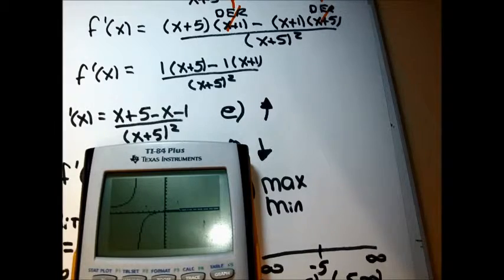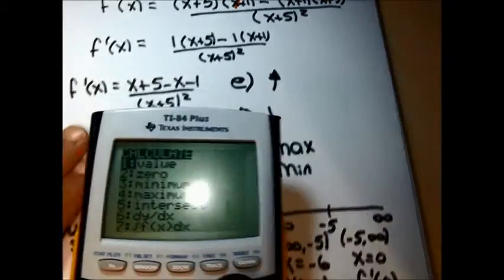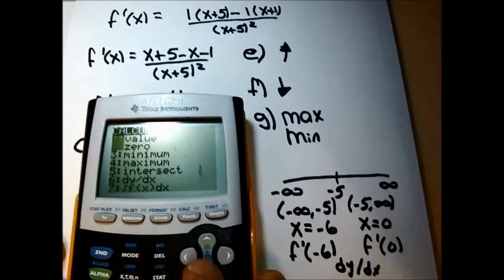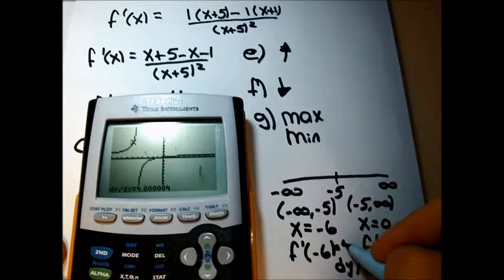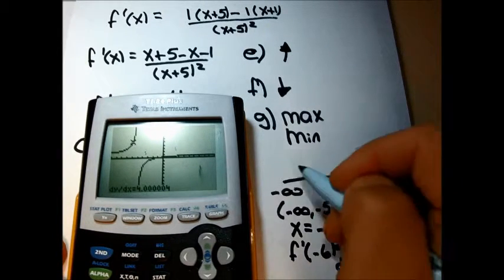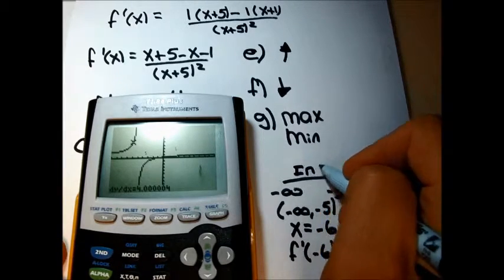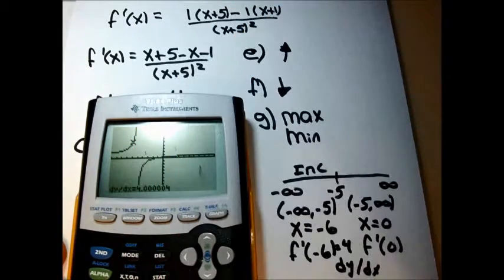And now I'm going to go second calc, go down to value, dy dx. First one I'm going to type in is negative 6. And when I plug in negative 6, I get approximately 4. Because that's positive, in that interval, the graph is increasing. As I move from left to right, it's going up.